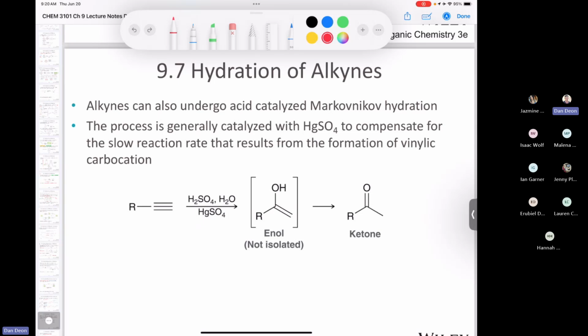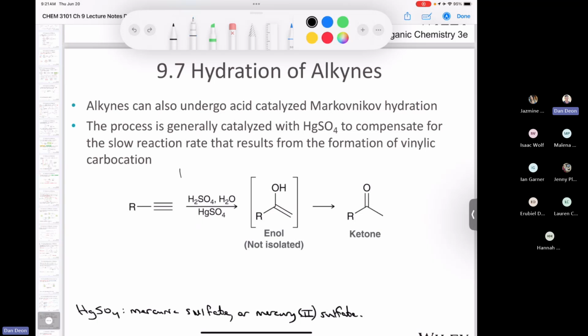Okay. The process is generally catalyzed with mercury 2 sulfate. So if we have HgSO4, you can call this mercuric sulfate, or you could call it mercury 2 sulfate. Okay, either one is fine. So you take your sulfuric acid and water, right, which together, when you mix them together, make hydronium ions, but you need the mercuric sulfate or the mercury 2 sulfate. Now, why would that be? You can't just draw a mechanism.